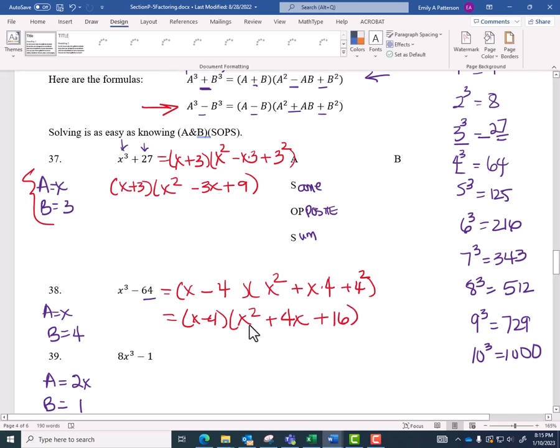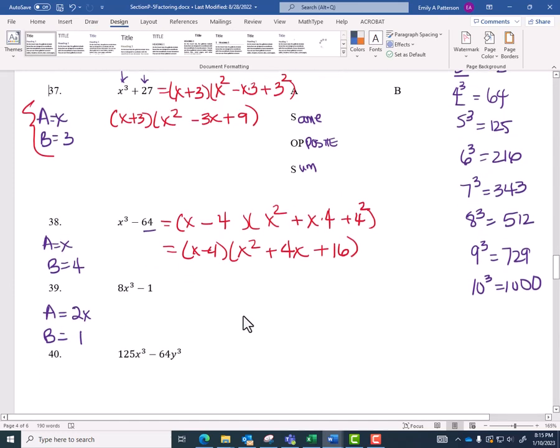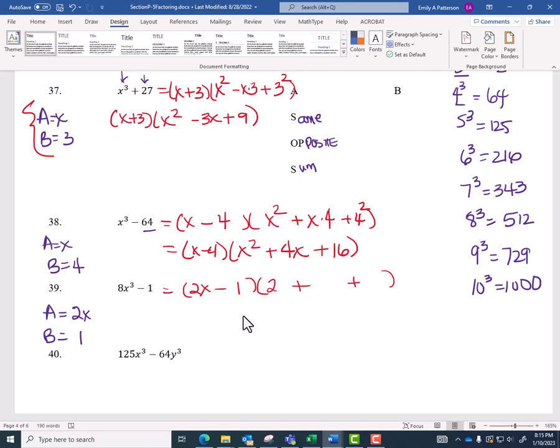But what happens if it's something a little bit different? So let's look here. We have the same thing, it's minus. So when we set it up for the first time, it's same, opposite, sum. So A is 2x, B is 1, A is 2x, but be careful we don't just do this. It's not 2x squared, it's squaring the entire thing. And that will make a huge difference.